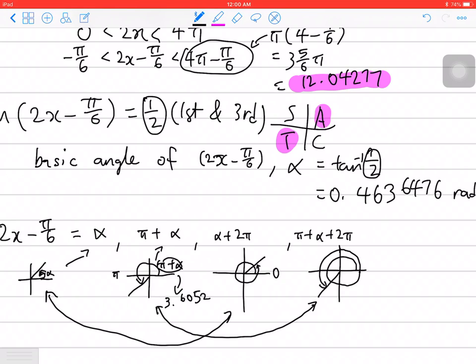And if you check this value, if we key in the calculator, it is 3 pi plus alpha, which we are getting 9.888. This value is still lesser than the range of 12.04277. So which means that we need to continue.